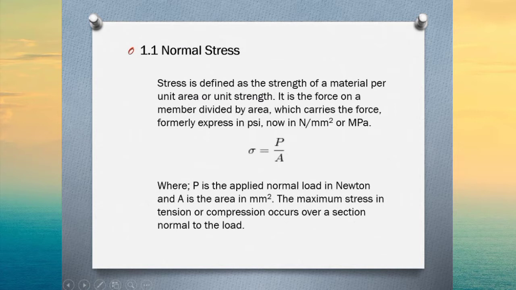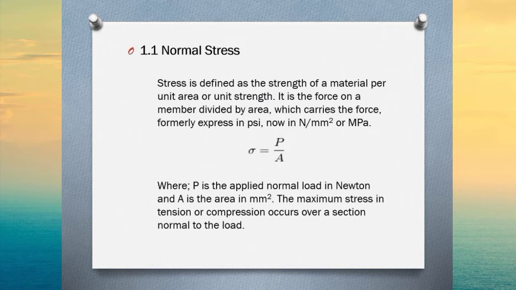So what is a normal stress? A stress is defined as the strength of material per unit area or unit strength. It is the force on a member divided by the area which carries the force, formerly expressed in PSI or pound per square inch, now in Newton per mm square or megapascal.